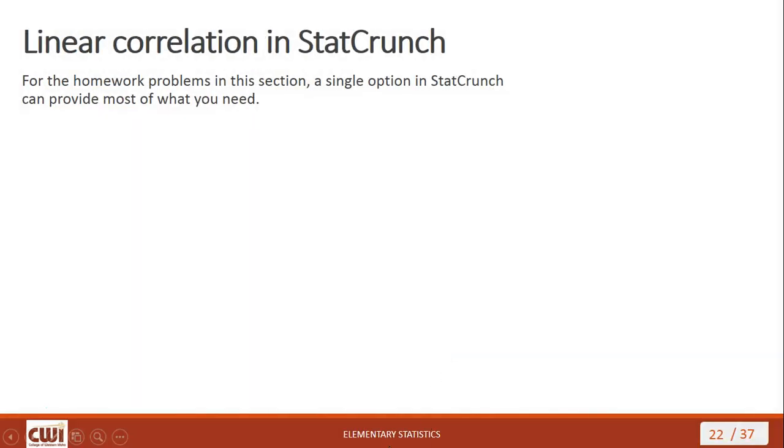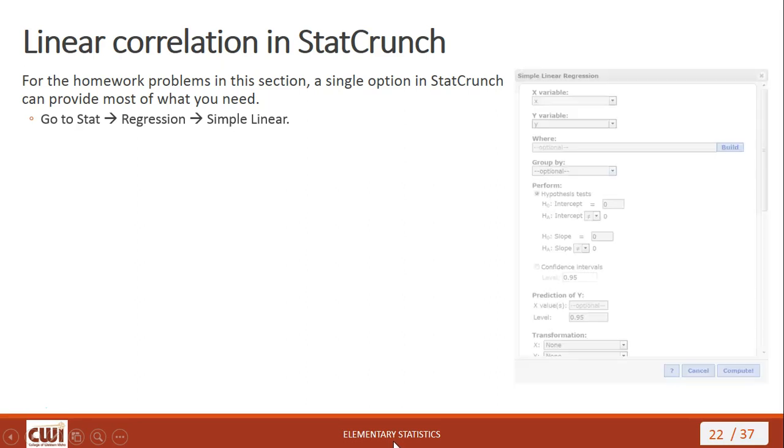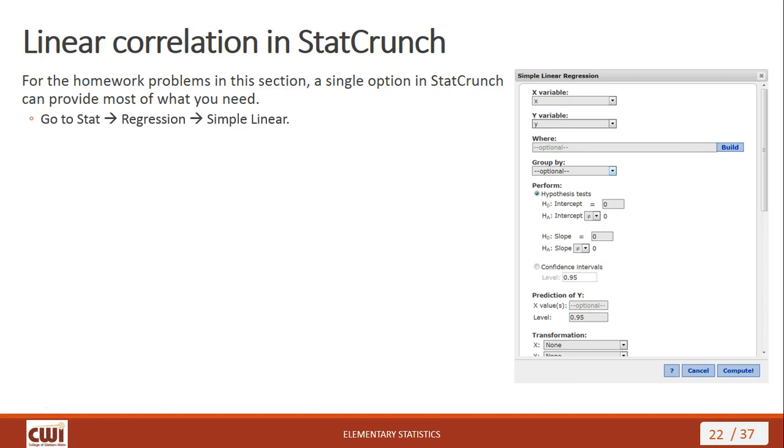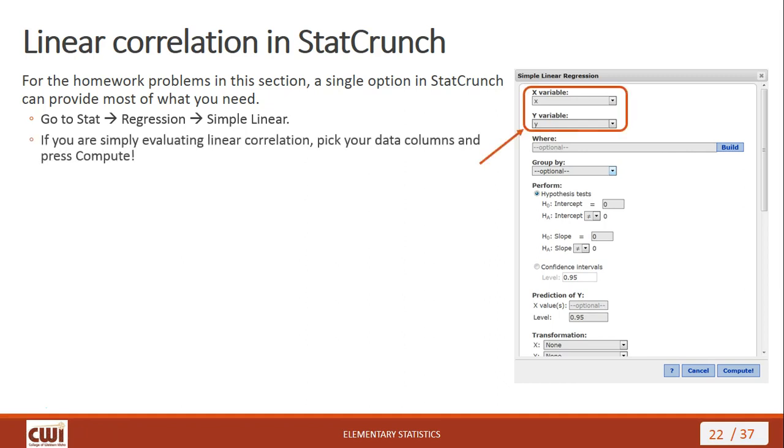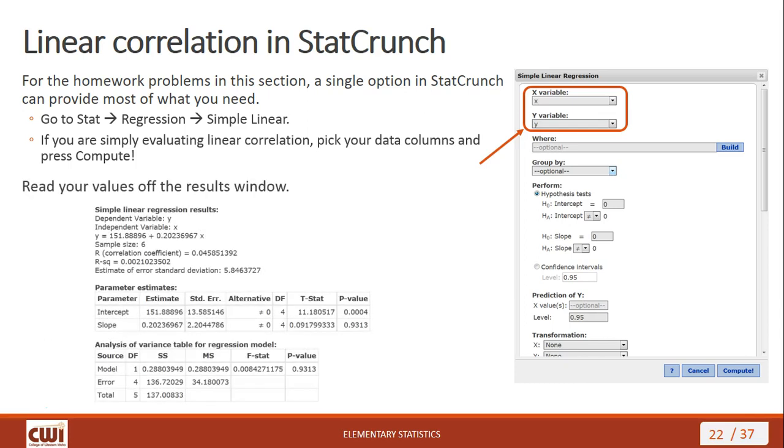Now, for the homework problems in this section, there's a single option in StatCrunch that provides most of what you need. So if you go to Stat, Regression, Simple Linear, that will give you most of what you need. In the options window, after you press that, notice that most of the defaults you just leave as is. You're going to select the columns for X and Y, of course. And then once you do that, you've got everything you need for linear correlation. So go ahead and just press compute.